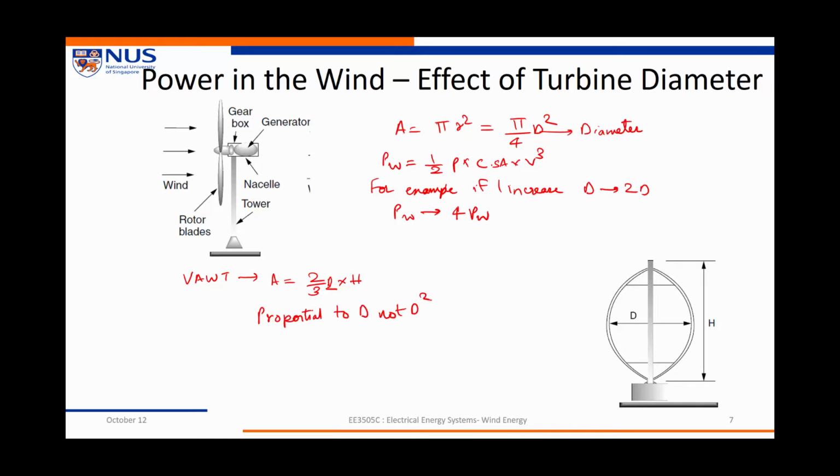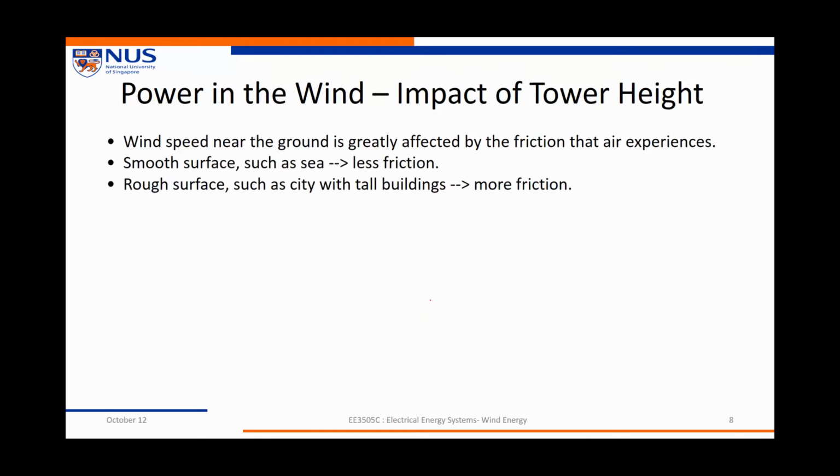and not D squared. So like we mentioned before, for higher power it is much more cost efficient to use a horizontal axis wind turbine, because the cost increase in a vertical axis wind turbine would be the same as compared to the power increase. Now, how does the height of the wind turbine tower affect the power in the wind?